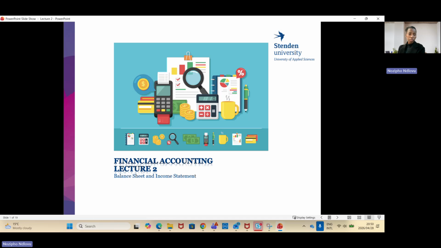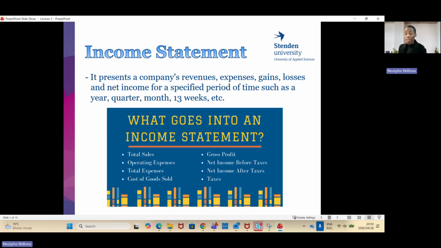So we are going to look at what goes to an income statement. An income statement represents a company's revenue, expenses, gains, losses, and the net income for a specific period of time, such as sometimes a quarter, but mostly just a year. We do have income statements for month to month, we do have for quarterly, but usually we just do it for a year or a month, depending on what exactly you are trying to get across and who is requiring this particular information. So what goes into an income statement?